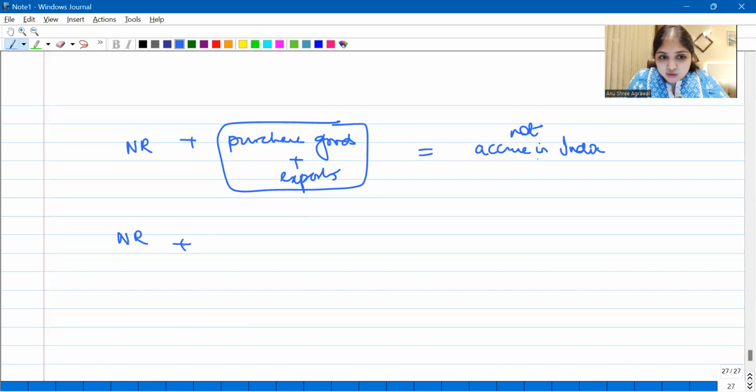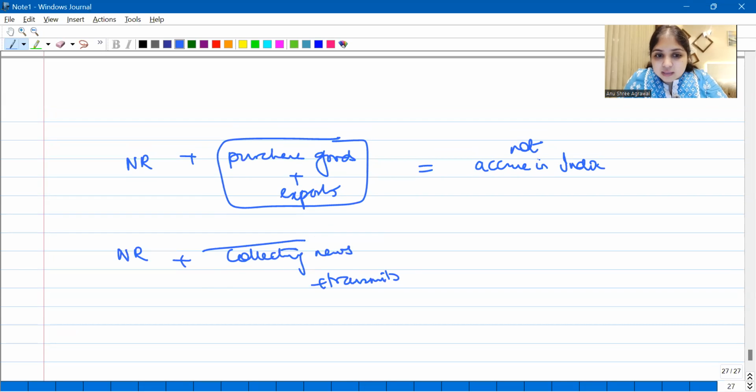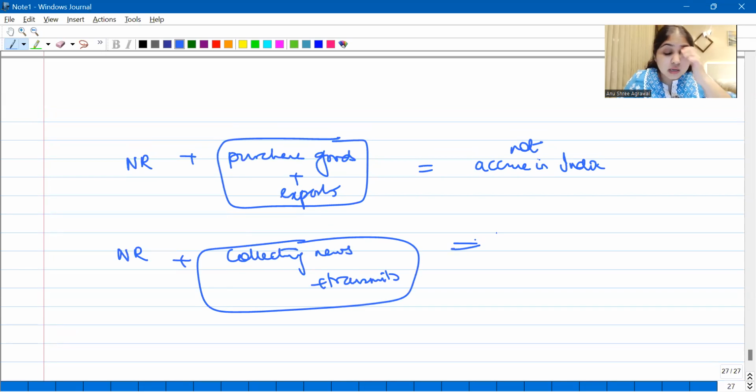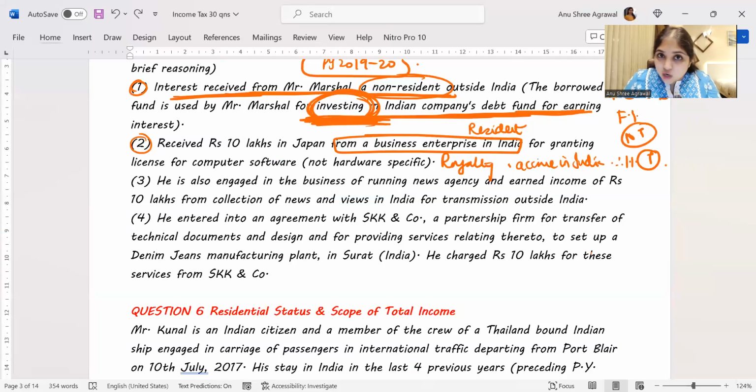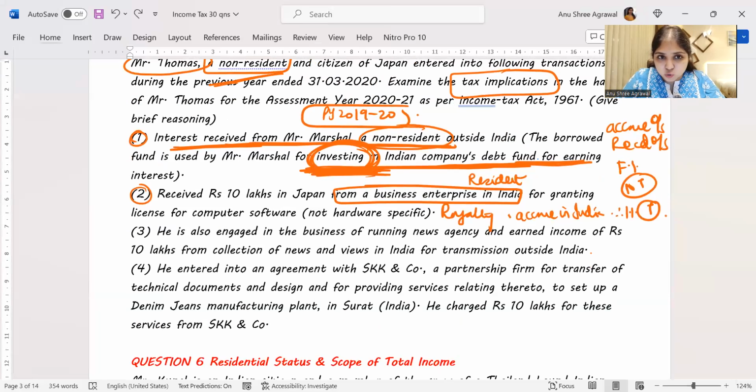Similarly, if your assessee is a non-resident and he's in the business of collecting news, his only business is that he collects news in India and then transmits this news outside India. If this is his only business, then whatever income he has earned, we will assume it is not accruing in India. So here, he's a non-resident, and he's in the business of only collecting news and transmitting it outside India. Therefore, it is not accruing in India.